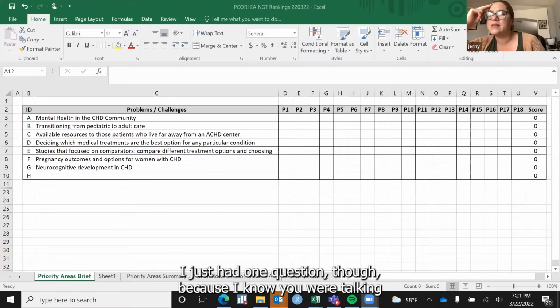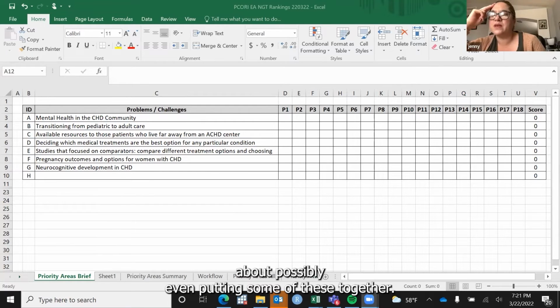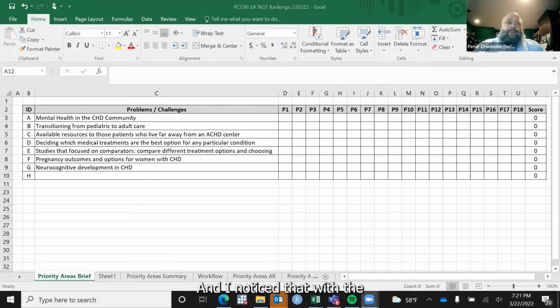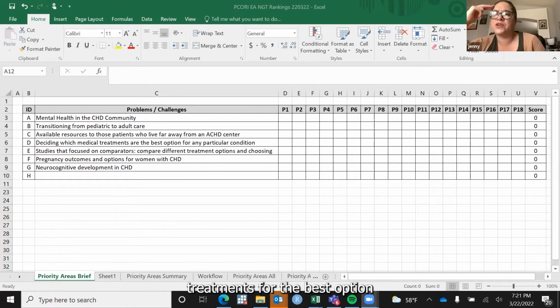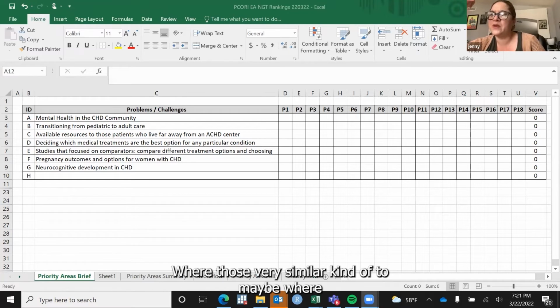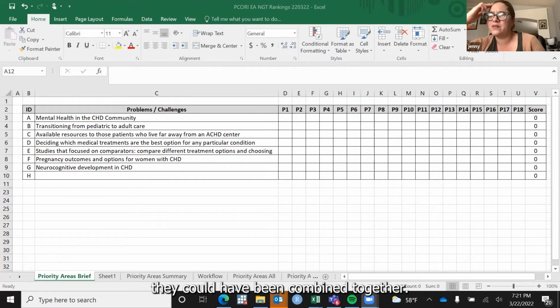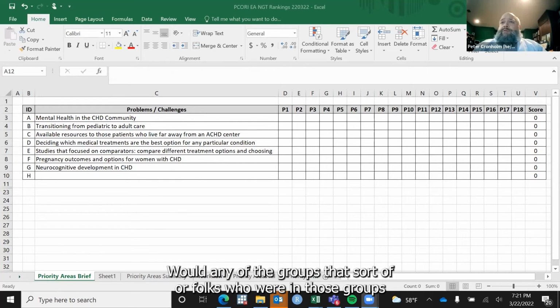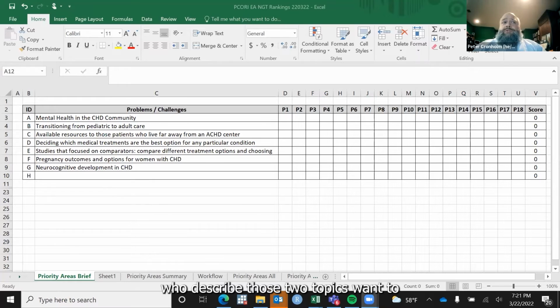Sorry, I'm Jenny. I just had one question, because I know you were talking about possibly putting some of these together if there were similarities. Yep. And I noticed that with deciding the medical treatments for the best option and the studies comparing different treatment options and choosing, were those very similar, to maybe where they could have been combined? Would any of the folks who were in those groups who described those 2 topics want to discuss a little bit about whether they thought those should be separate or combined?